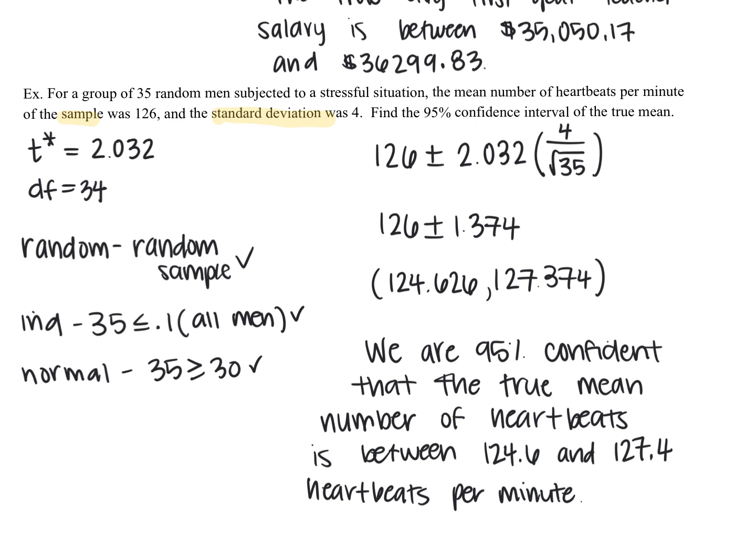So let me know if you have any questions on how to calculate a confidence interval for a mean, whether or not that's with a known population standard deviation, or if it is with the sample standard deviation and you have to calculate a t critical value.